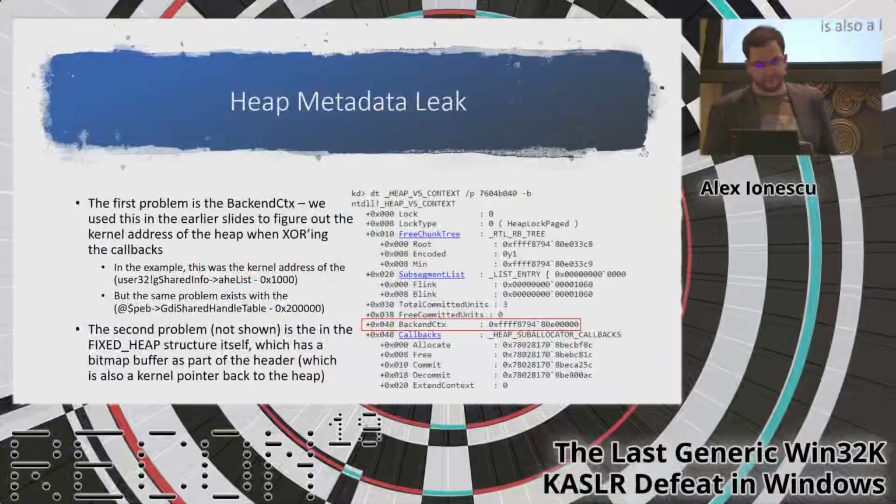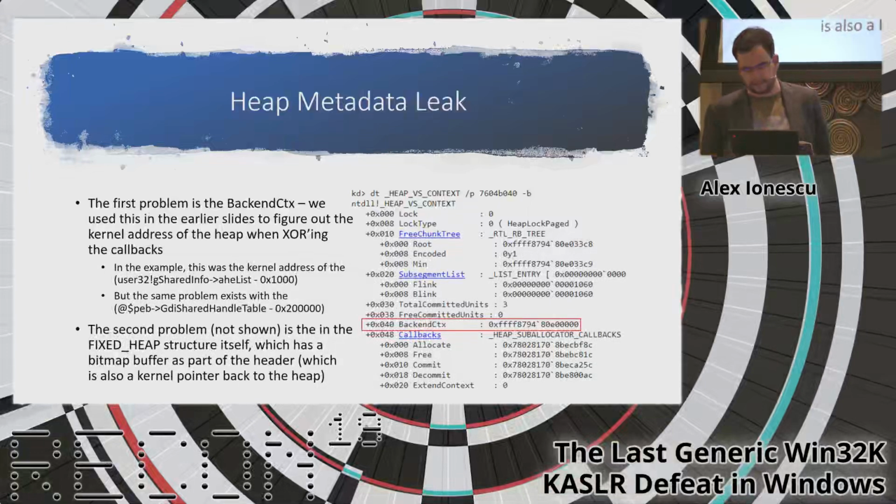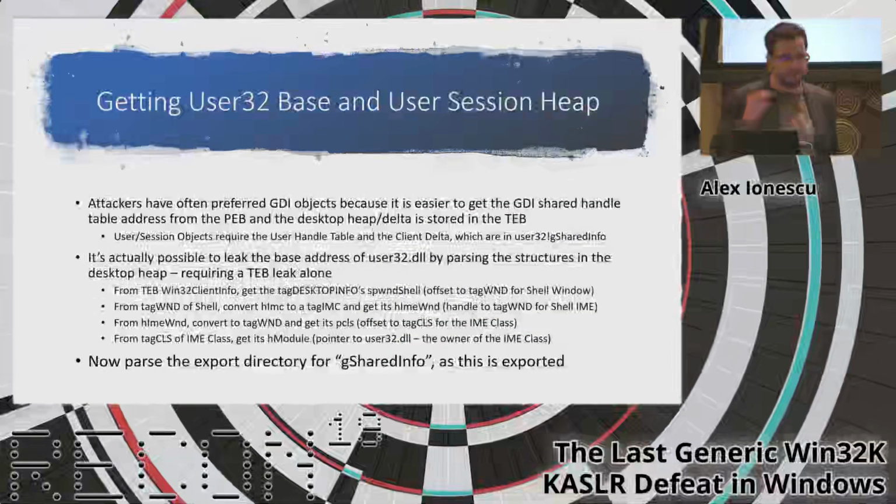Now, not only is there a field called backend context, there's a pointer to a bitmap as well, which I didn't show you on the dump here. So there's actually two pointers back to the heap itself. That leaks the heap, basically where the heap is, and that brings things back to where they were before.